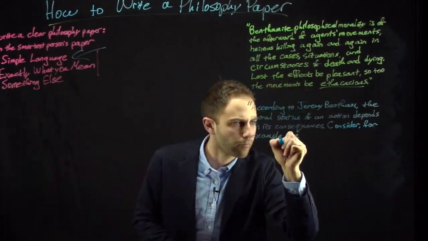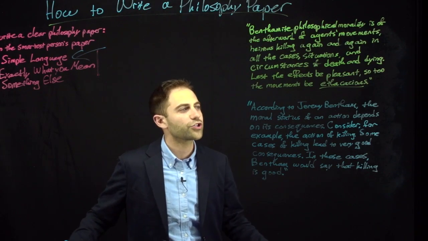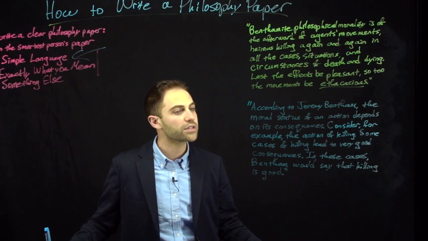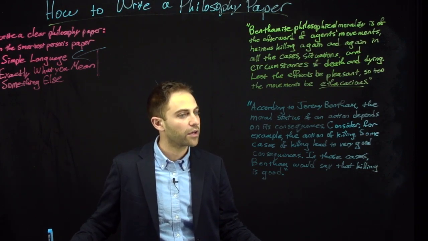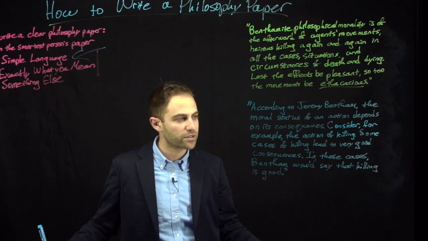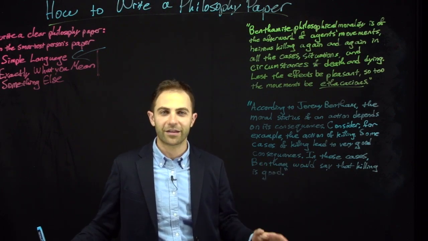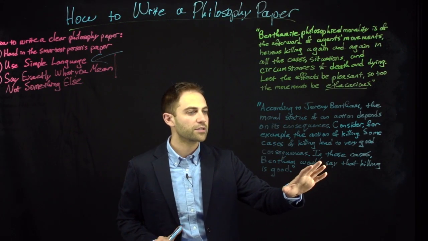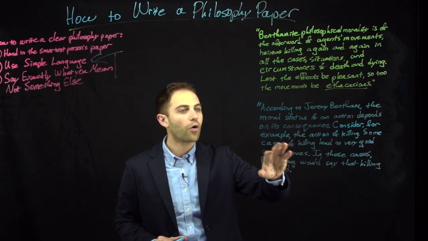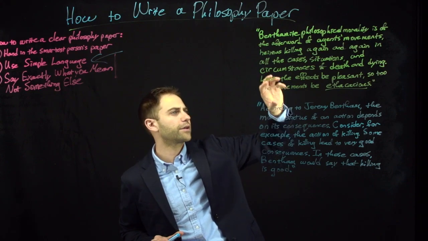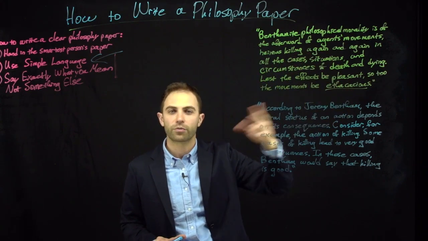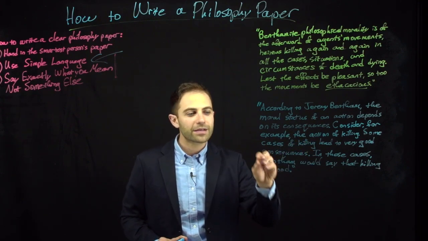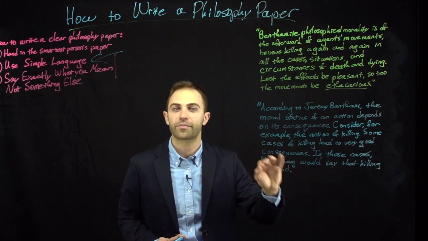"According to Jeremy Bentham, the moral status of an action depends on its consequences. Consider, for example, the action of killing. Some cases of killing lead to very good consequences. In these cases, Bentham would say that killing is good." Clear as day. Four short sentences, an example, and all of the unnecessary fancy terminology gets stripped away. Just as simple language as possible, as simple structure as possible, saying exactly what you want to say and not something slightly different.